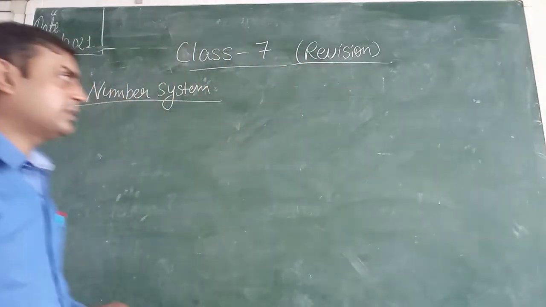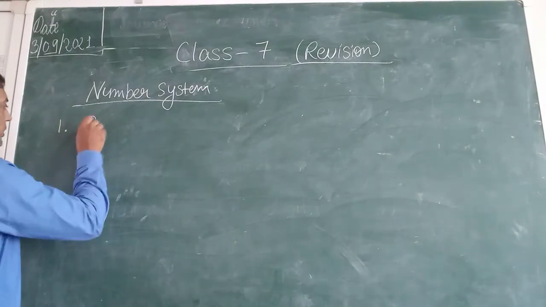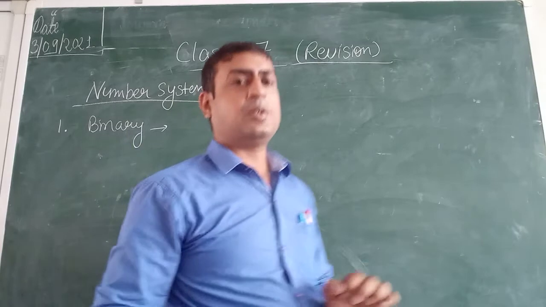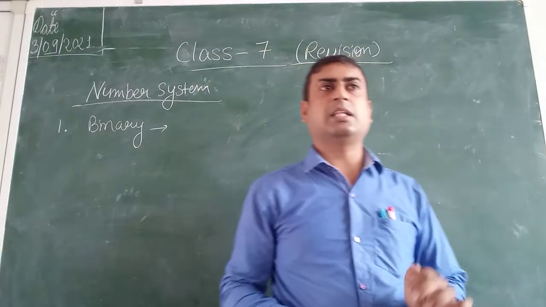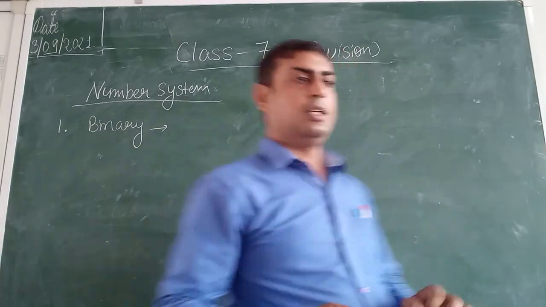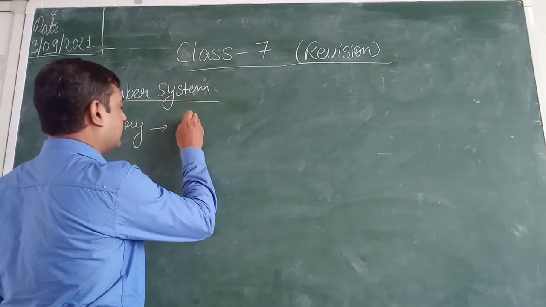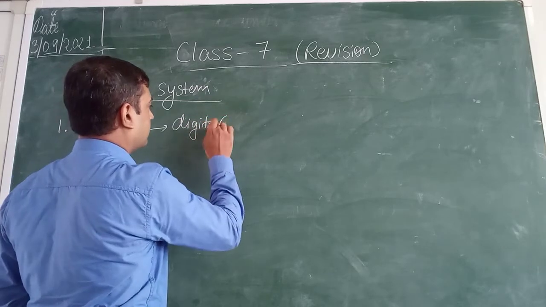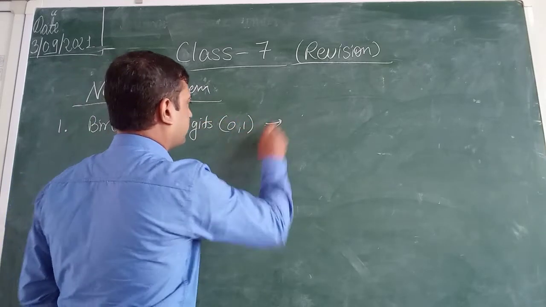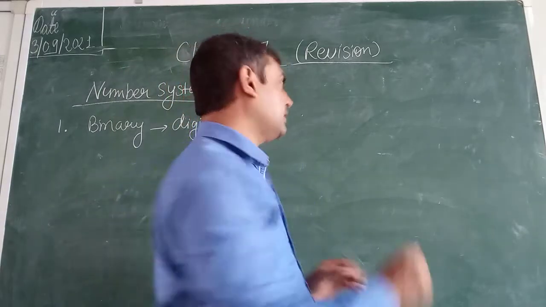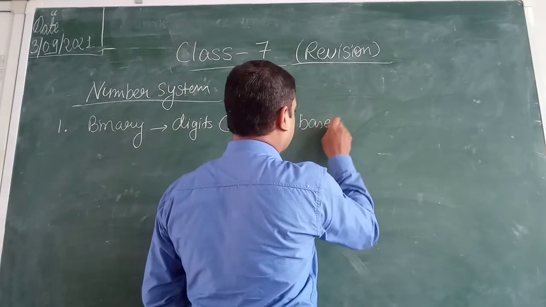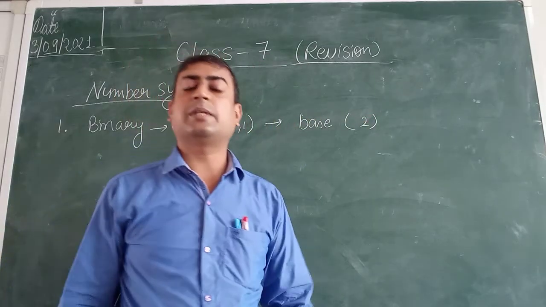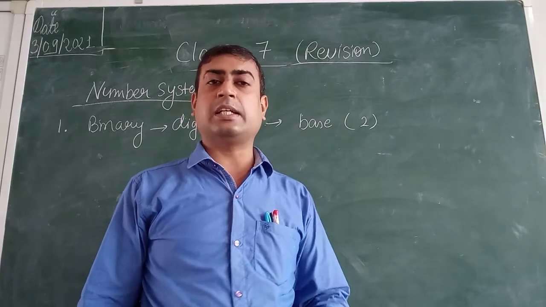Now the first number system is binary. The number of digits present in the number system decides its base. So it has 2 digits. Now its base is 2. The number of digits present in the number system decides its base.